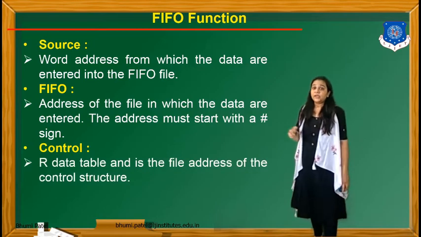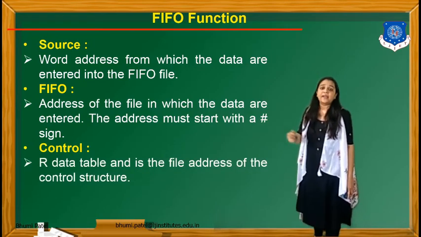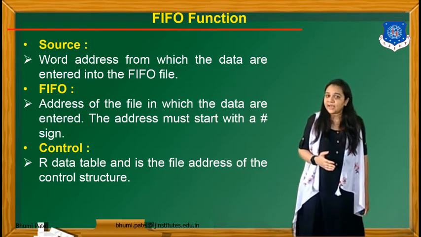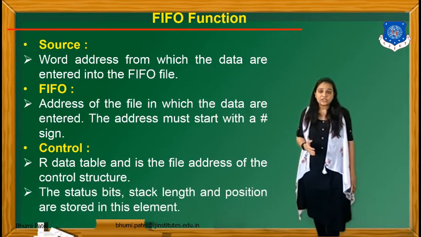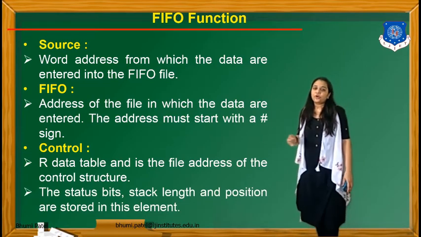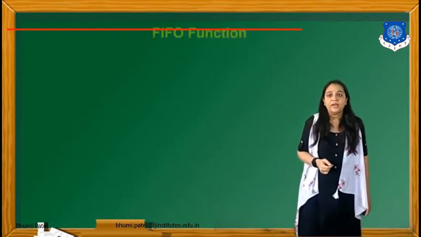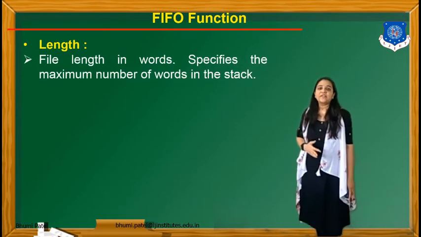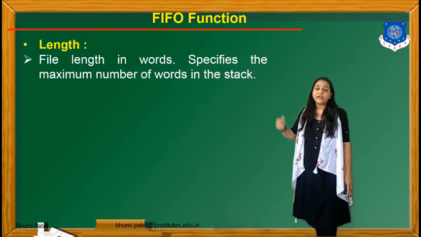Now control. It is known as the R data table. It is one type of table and is the file address of the control structure. The status bits, stack length and the position are stored in this element. Now what is the length? File length in words. It specifies the maximum number of words in the stack.